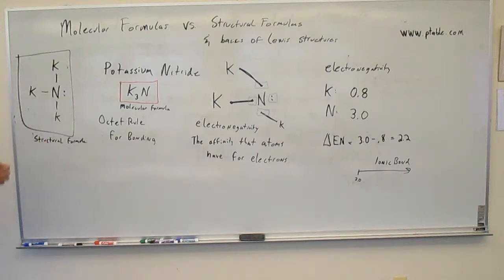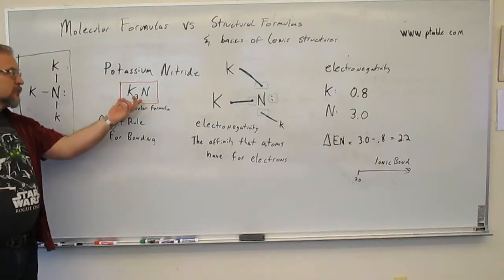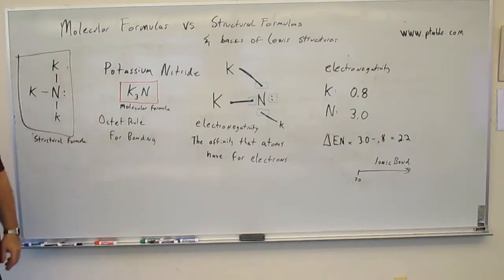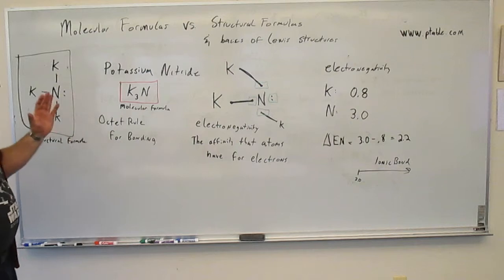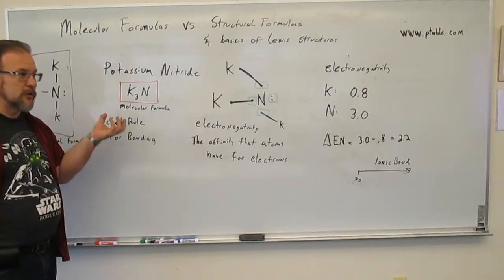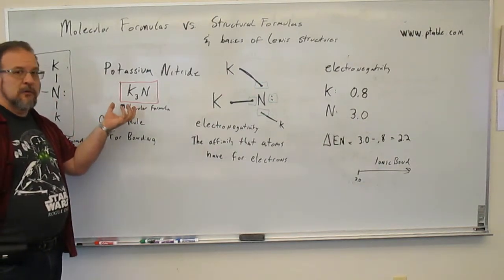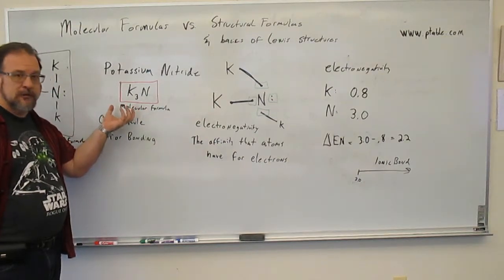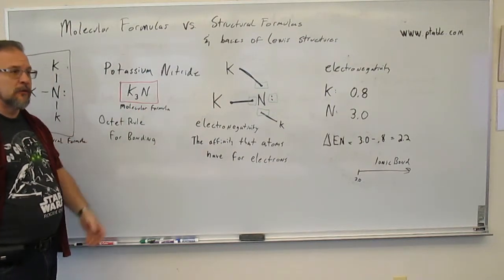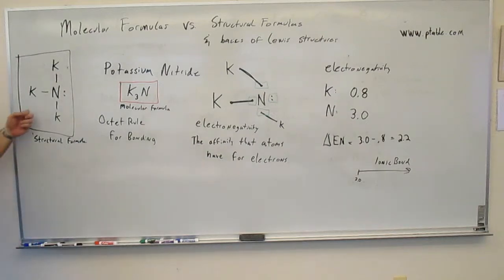Why do we have these 2 different types of formulas? Why don't we just have one? Well, sometimes it's convenient to use the molecular formula because sometimes you're not interested in the structure of the molecule, you're only interested in the constituent quantities. You're interested in how much potassium, how much nitrogen is in that molecule. Other times, when you perform chemistry, it becomes critical to know what the structural formula is, because believe it or not, depending upon the structure of the molecule, it'll have different chemical properties.